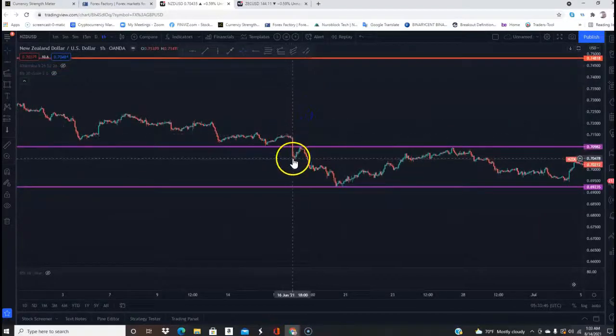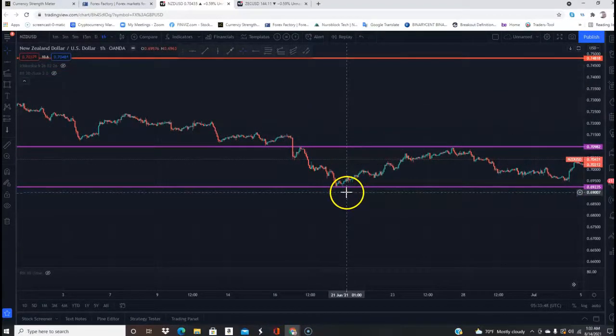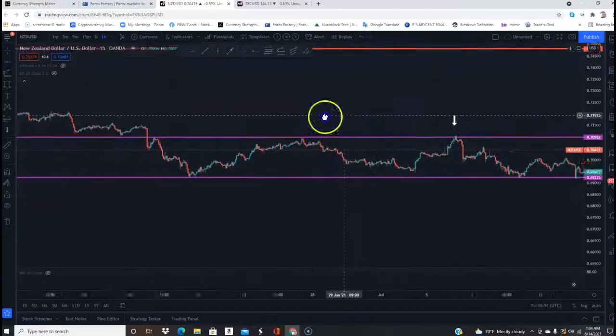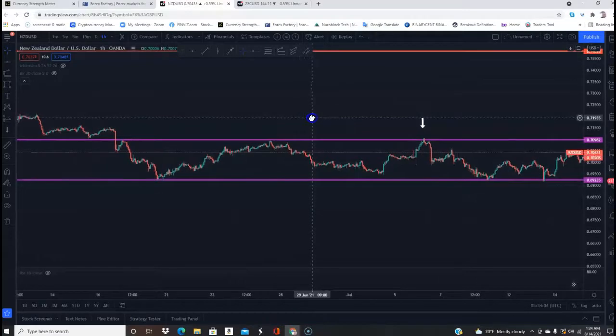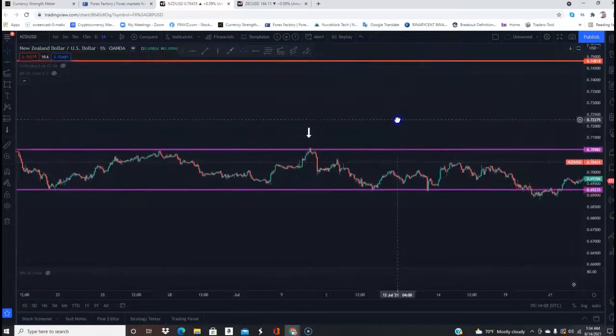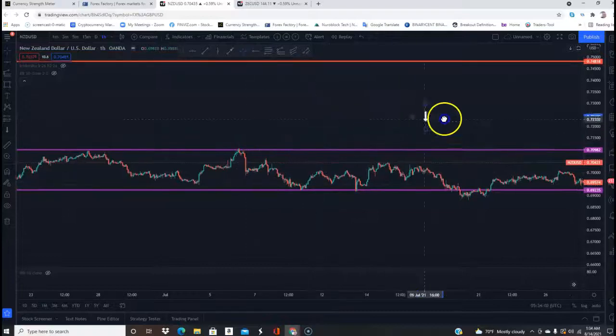After it broke this area here, it came back up, retested, dropped down to the next support, came back up here, got rejected, and same thing over here, guys. Came back up and got rejected again. Alrighty, this is a good area that has been flipped in the past, so maybe it could be flipped in the future. Let's see.